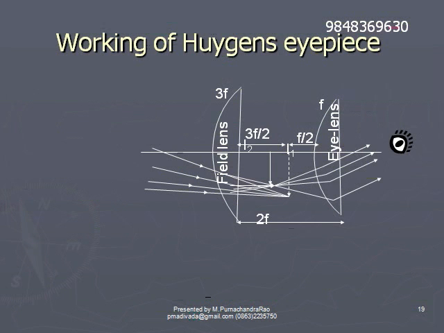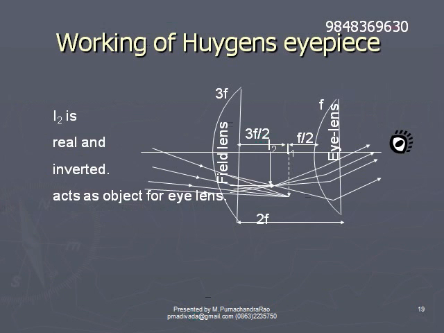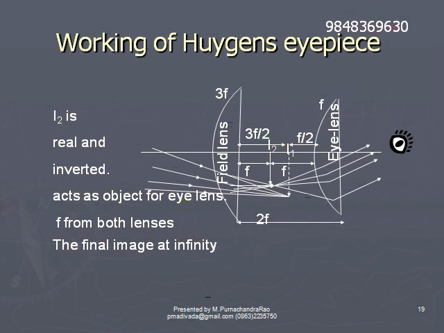An image I2 is formed by the field lens. It is real and inverted. It is formed at a distance f from both the lenses, from the field lens as well as from the eye lens. It acts as the object for the eye lens and the final image is formed at infinity.